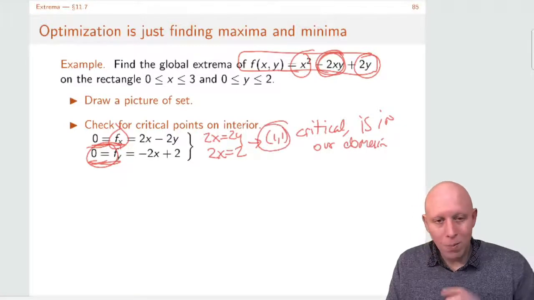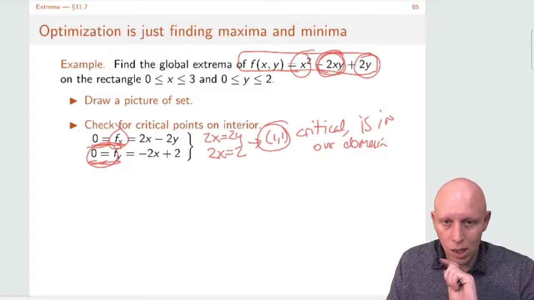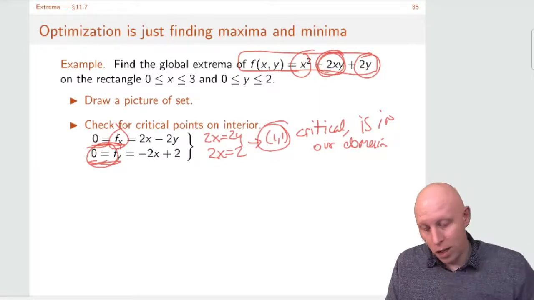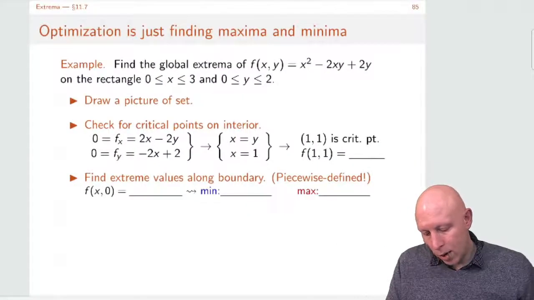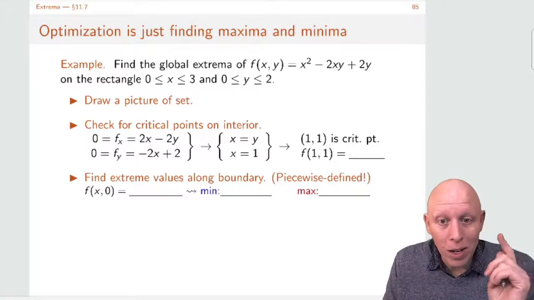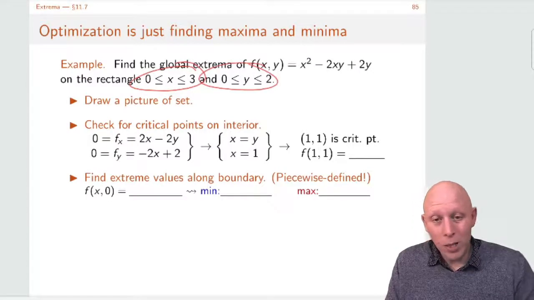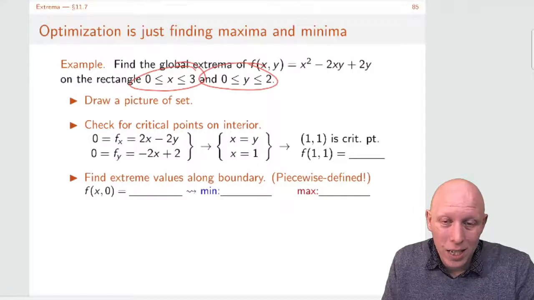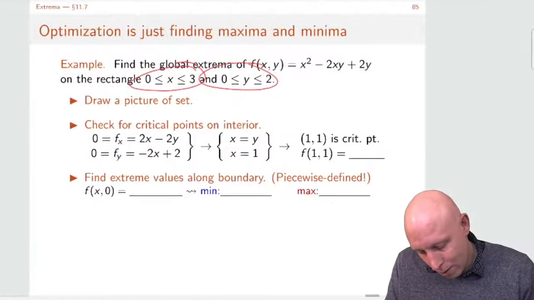All right, so we're going to keep that one around. Keep around (1, 1), because that's a critical point on the interior of our domain that we care about. Now we need to find the extreme values along the boundary. We have 4 bits of this boundary. Let's look at them.